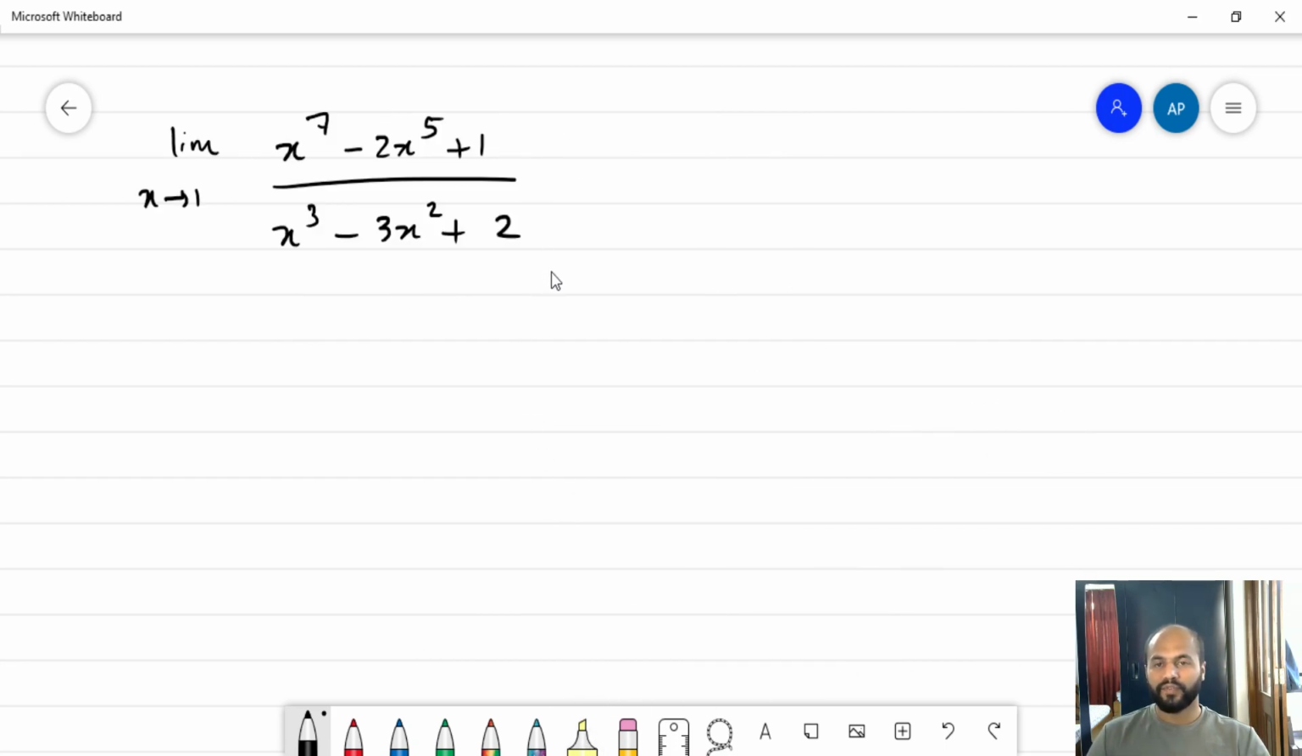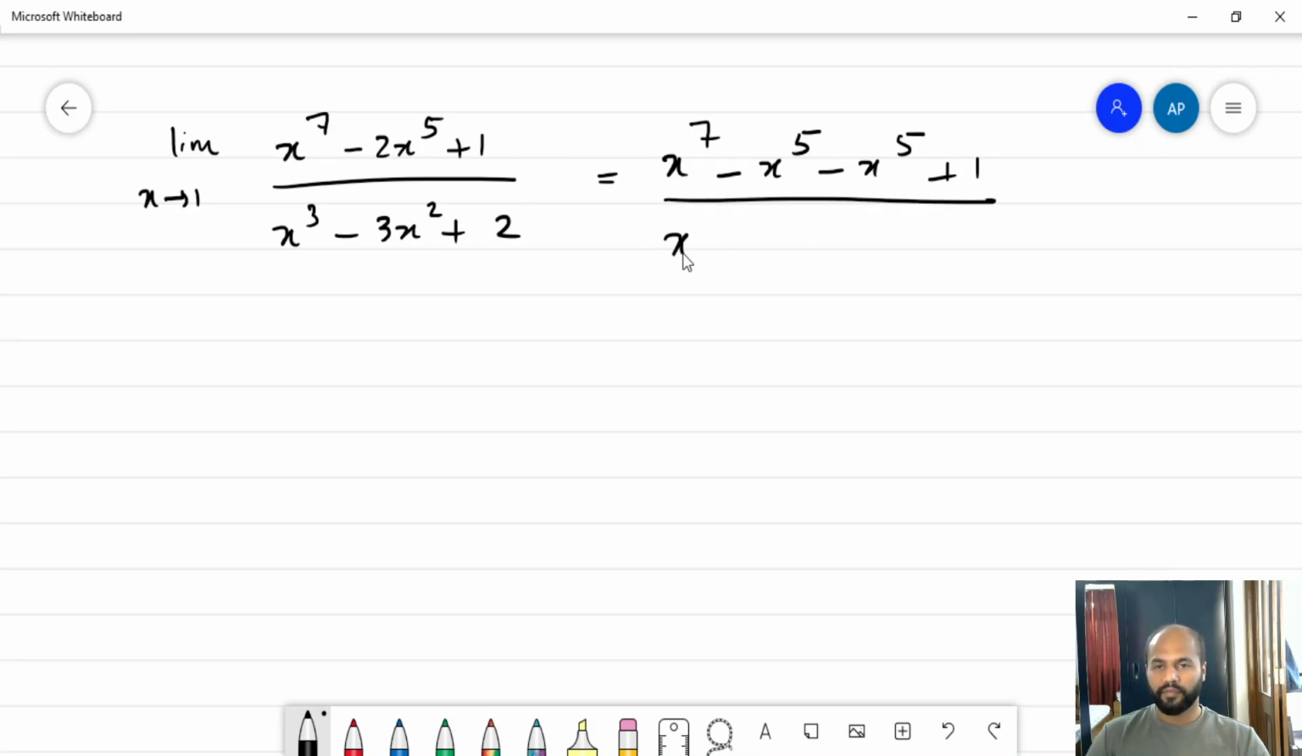Now we have got this kind of a problem. Let's see in what way we can evaluate this. So x raised to 7 minus 2x raised to 5 plus 1. That is what we have. And at the bottom we have got x cube minus 3x square plus 2. So first what we'll do is we will take up x raised to 7 and x raised to 5. We'll take 1. The other one we're going to write this way. Let's see what we get out of this.